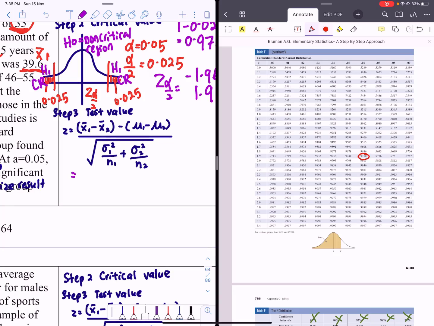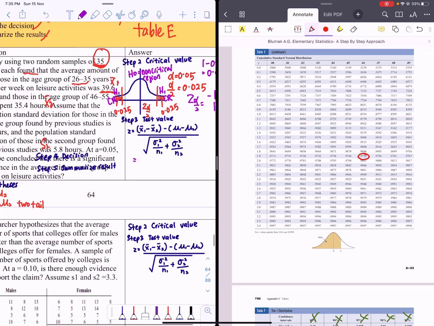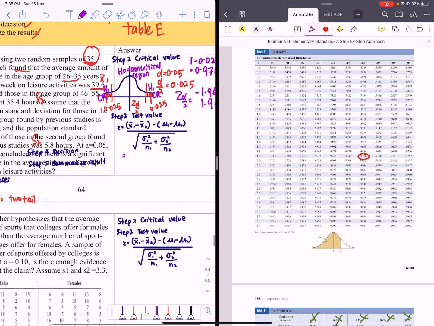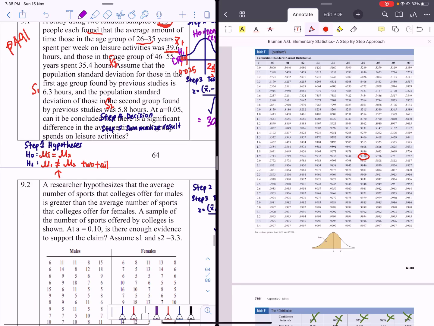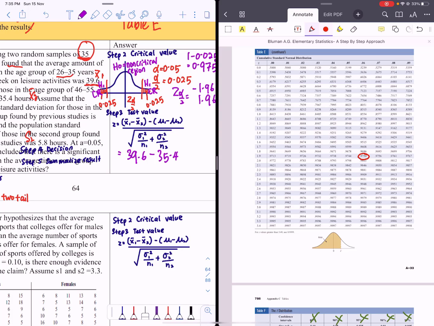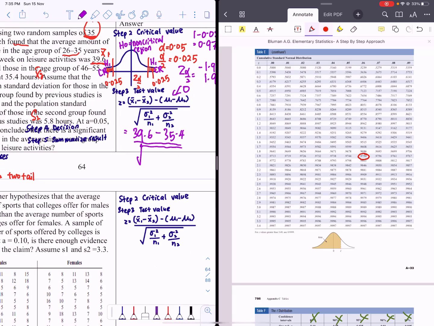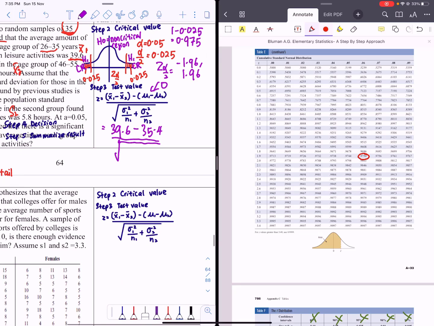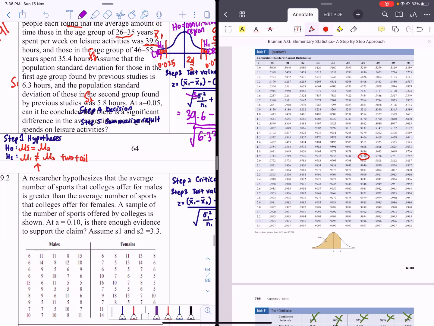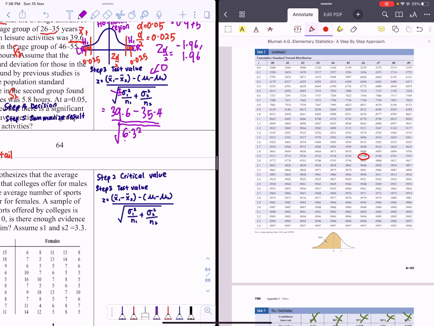Termasuk nilai lah ya. Jadi mean 1 minus mean 2. What is mean 1? 39.6 minus 35.4, divided by the square root. We have a standard deviation S1, 6.3 squared. Here is the variance. What they give you is the standard deviation. Please make sure you understand, yeah.